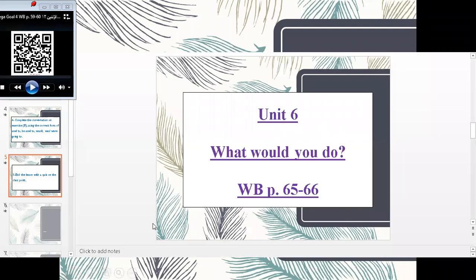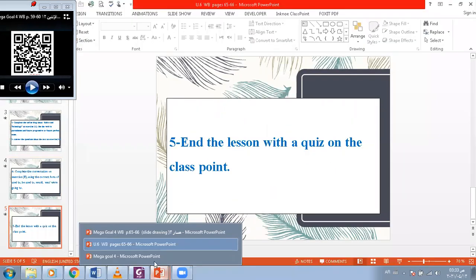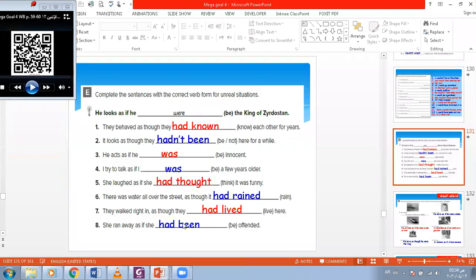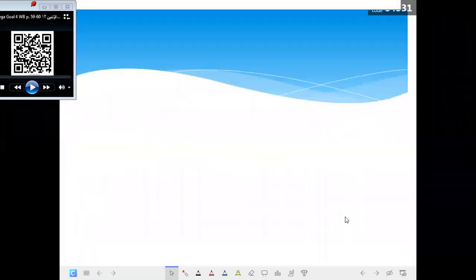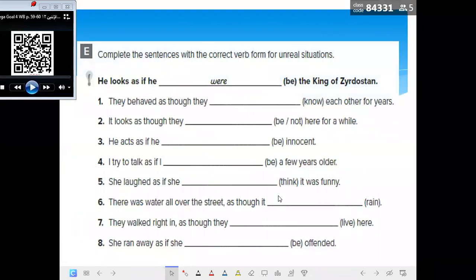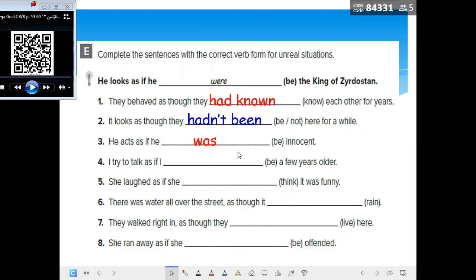Okay. So, my dear students, now let's go to the first part. Let's check the homework at first. I want you to open on page 59 to check the homework I gave you before. As you see here for exercise E, I told you to complete these sentences with the correct verb form for unreal situations. So now I will show you the answers and I want you to check your answers and correct your mistakes.